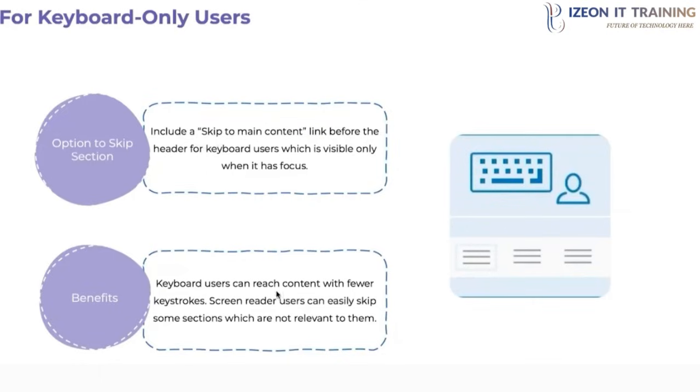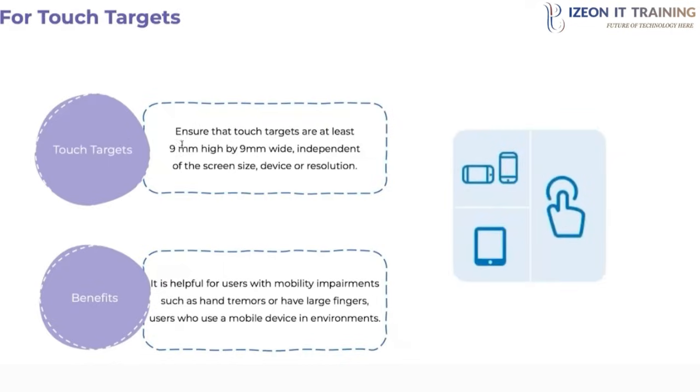Okay. Keyboard users can reach content with fewer keystrokes. Screen reader users can easily skip some sections which are not relevant to them. Yeah, maybe this is more on the screen reader or something like that. It usually skips some of the sections which are not related to the user. Touch target. Yeah, this is again the same as ensure that the touch targets are at least 9 mm height by 9 mm width.